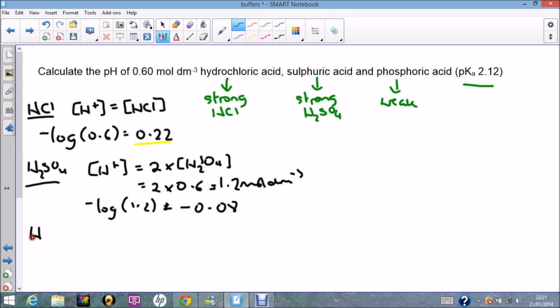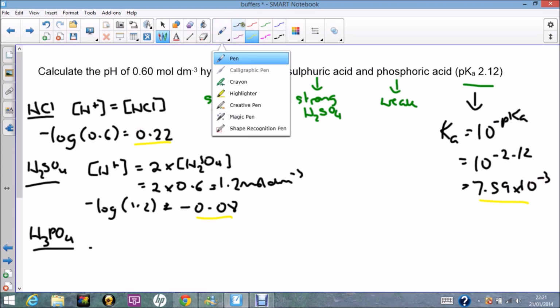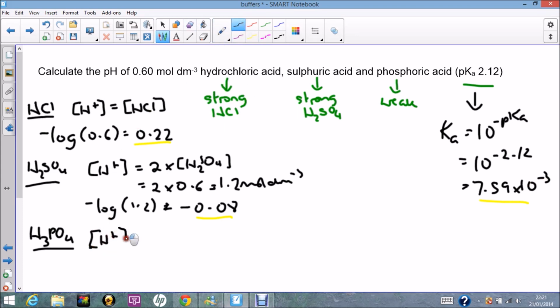Finally, we come to the phosphoric acid. A couple of things we need to do here. First of all, we're going to need to convert this pKa into Ka, so remember that Ka equals 10 to the minus pKa, so 10 to the minus 2.12 gives us 7.59 times 10 to the minus 3. We should get a mark there. And then because it's a weak acid, we're going to use that square root calculation.